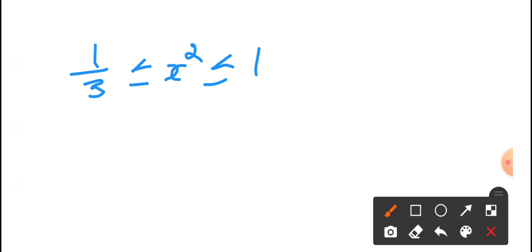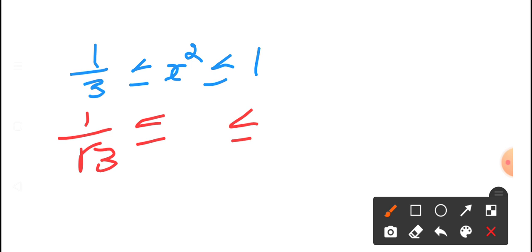Now taking the square root, we get 1 by root 3 less than or equal to plus or minus x, less than or equal to plus or minus 1, but we write only modulus x. Okay, 1 by root 3 less than or equal to modulus x less than or equal to 1. Now we are going to draw a number line and discuss the intervals. We already studied this in our 11th standard. Do you remember? Okay, now listen.